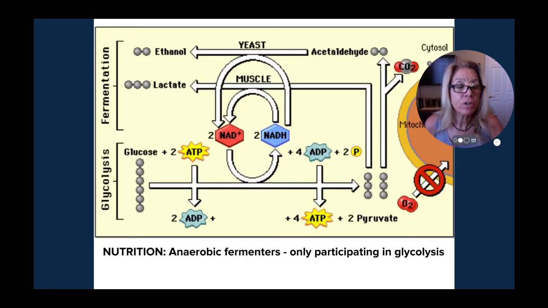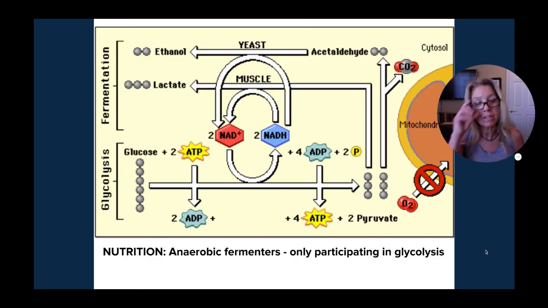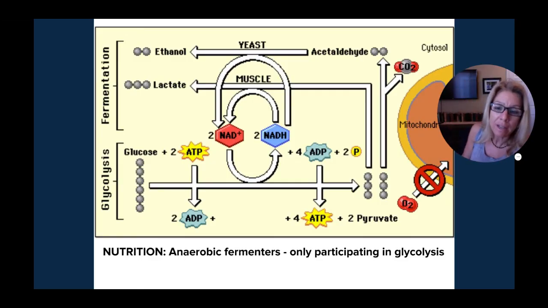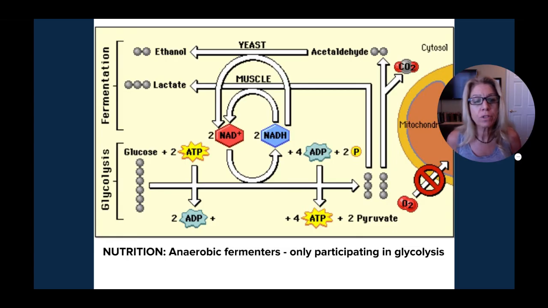Okay, the very early cells, remember who does cellular respiration? All cells. And probably the very first cells were anaerobic fermenters, just participating in glycolysis. So on your notes, nutrition: anaerobic fermenters, only participating in glycolysis. So that was your first supply of energy, breaking down that glucose for a relatively small amount of ATP. But if you're unicellular, that's all you're going to need.